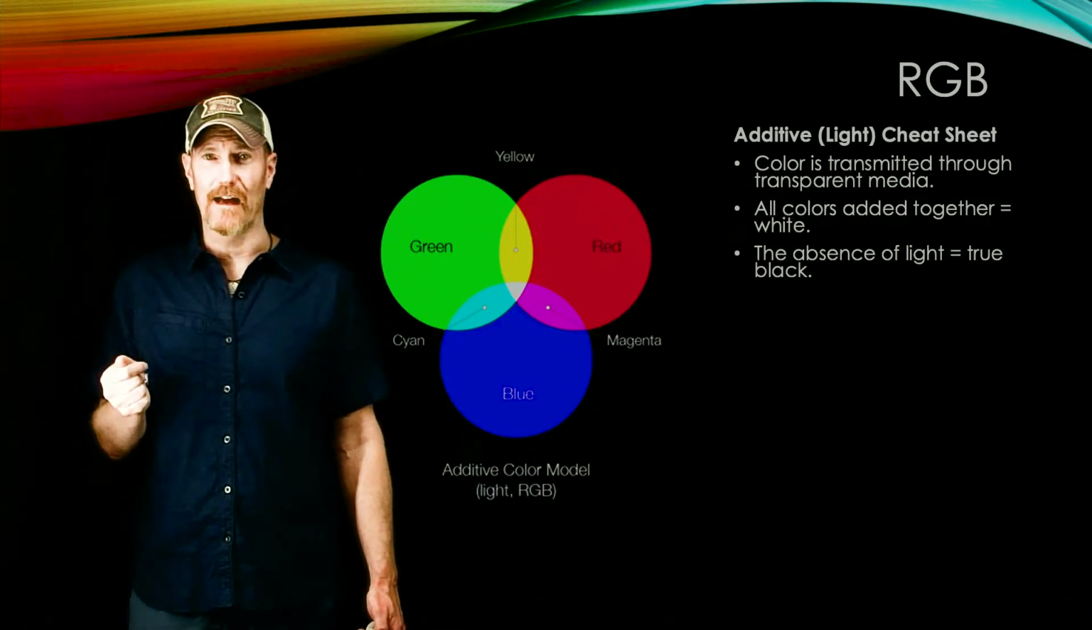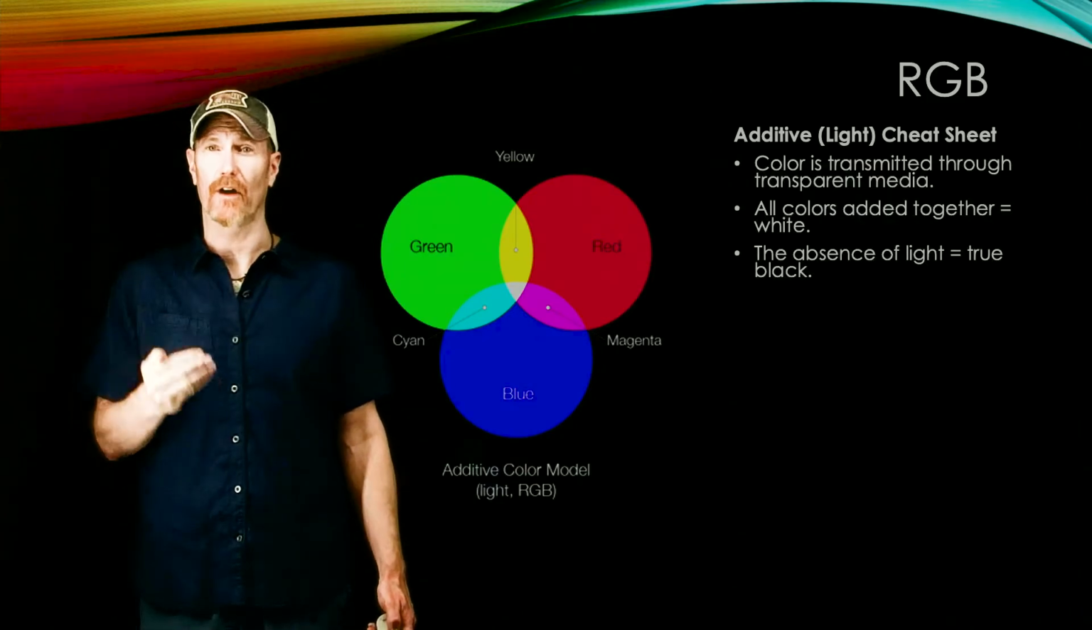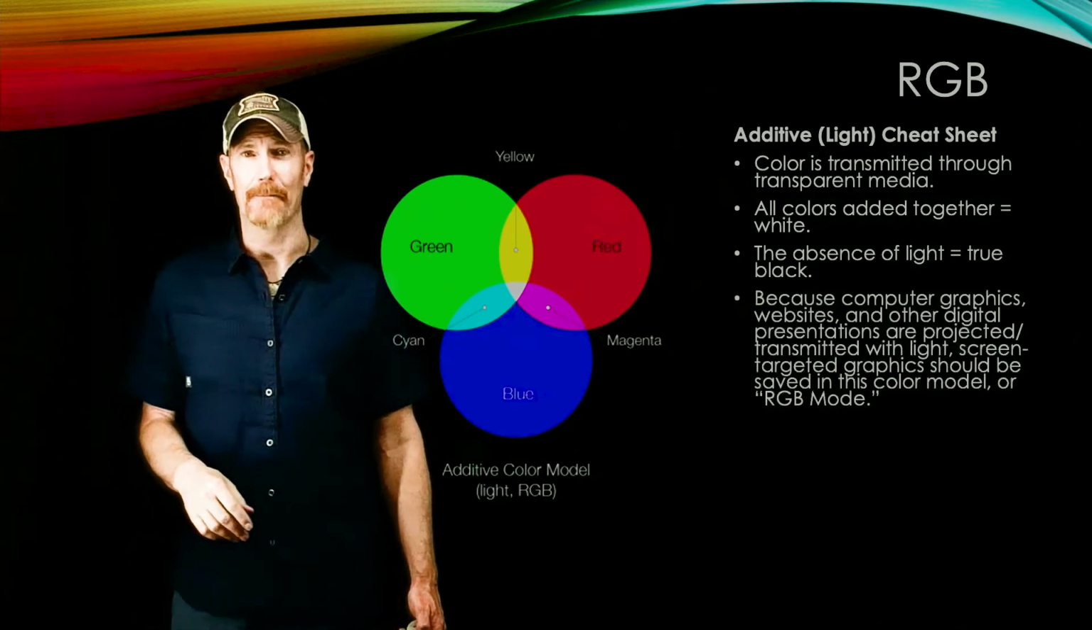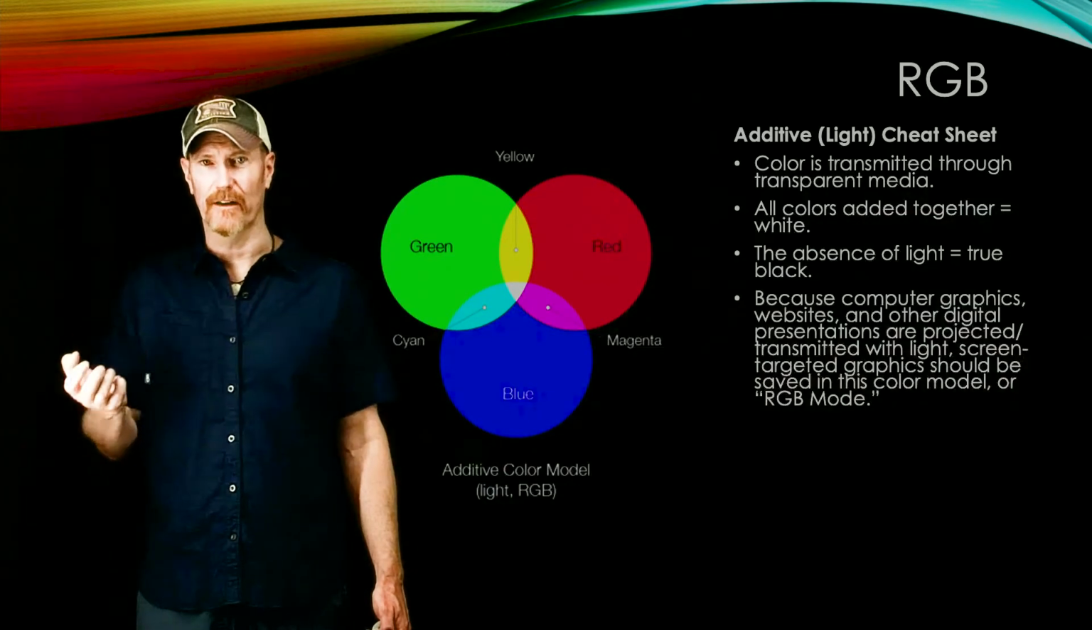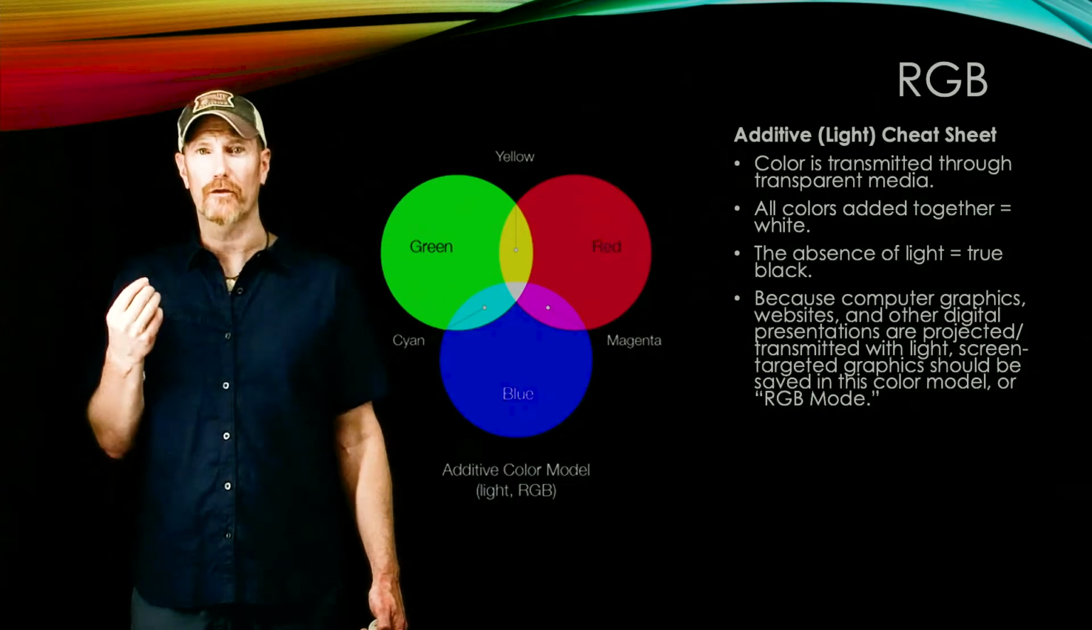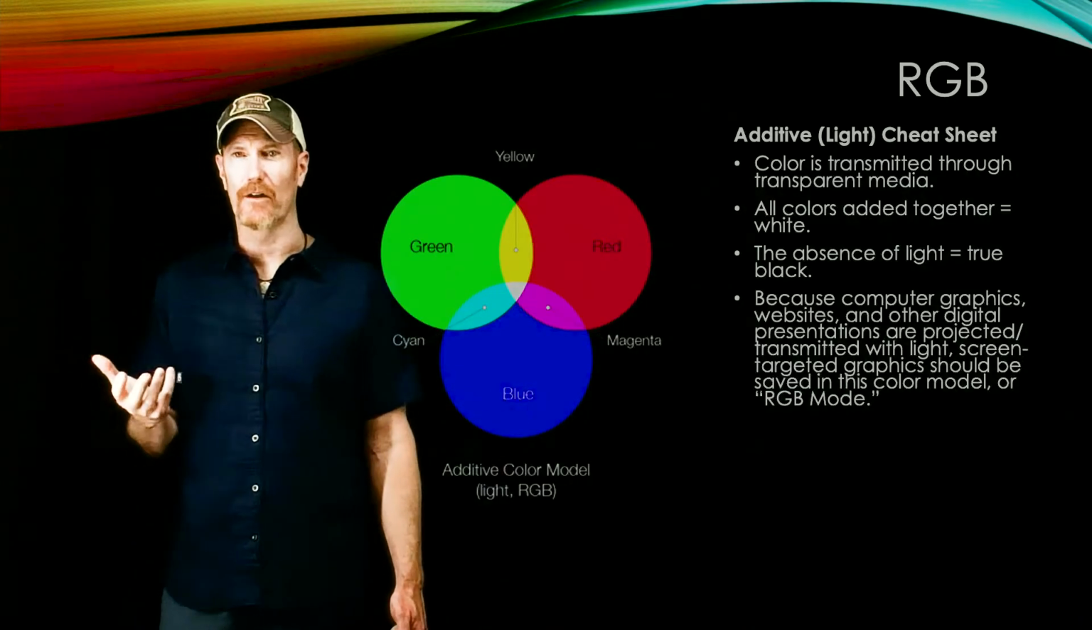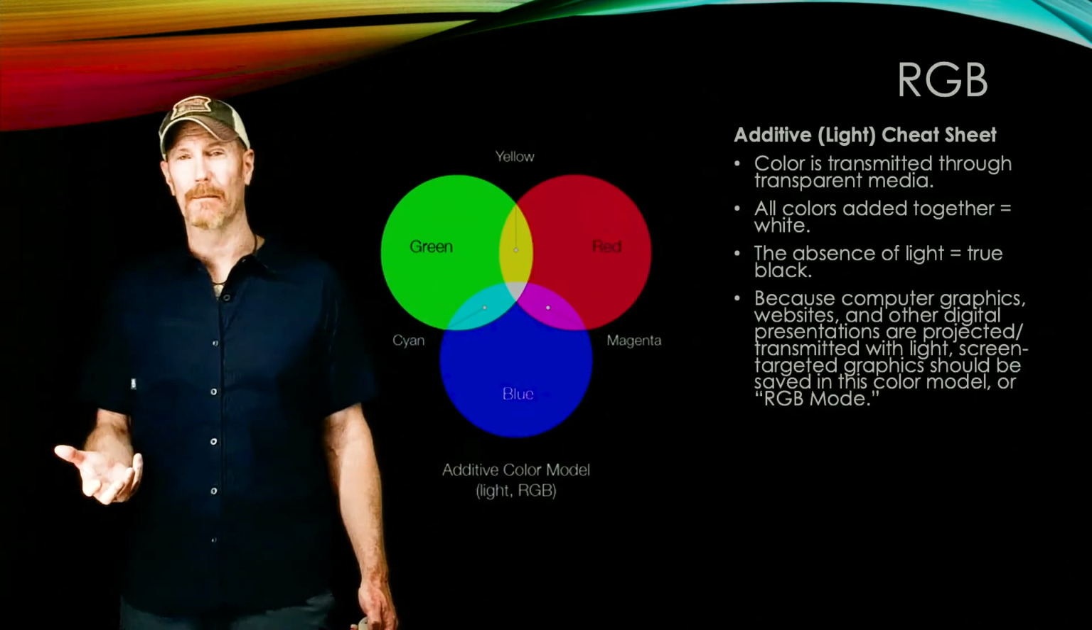The absence of light is true black. So when the projector is off, the screen is black. Because computer graphics, websites, and other digital presentations are projected, transmitted light, right? Screen graphics are targeted to be in the RGB mode, and that's what you should design them in.